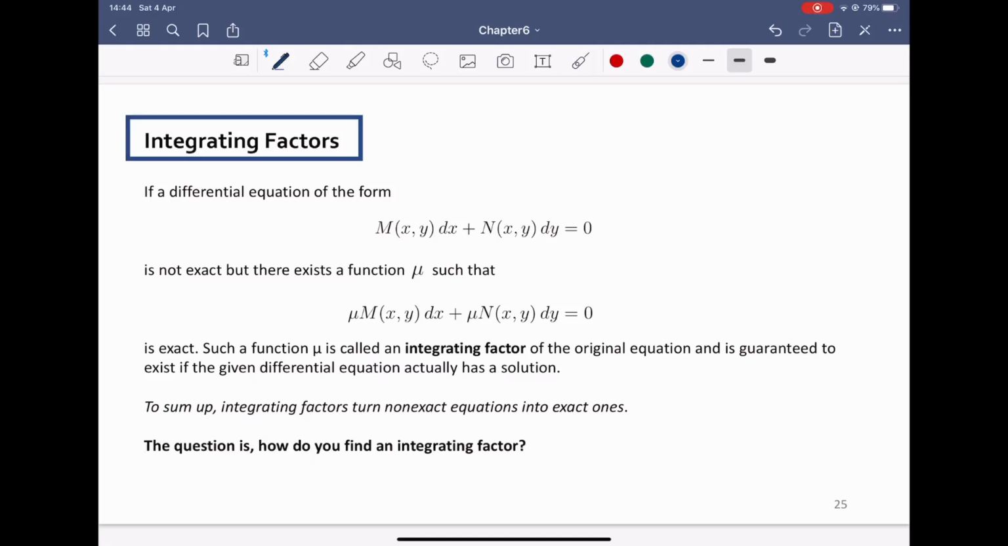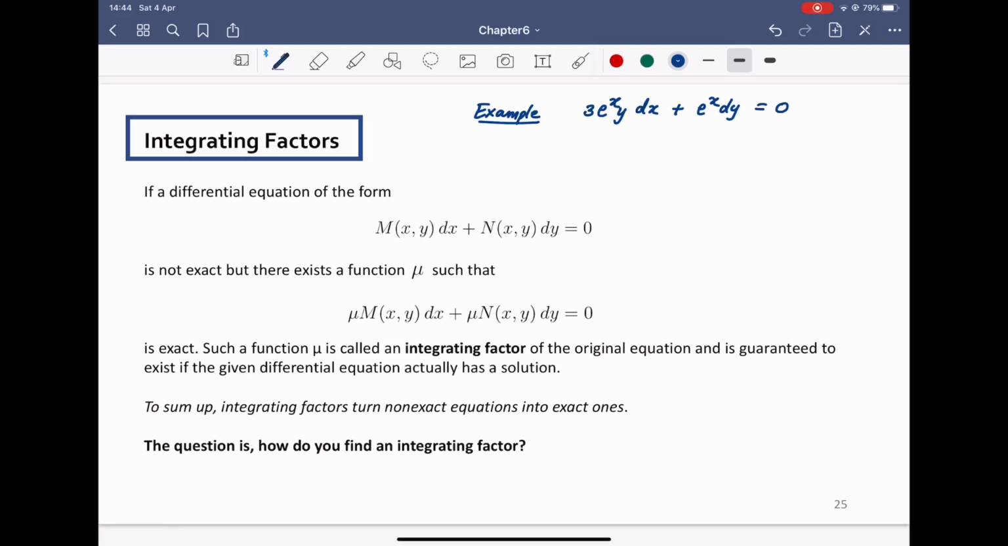Alright, in this video we are going to talk about integrating factors. But before we see a description, let's look at an example first. Let's suppose that I have a differential equation 3e^x y dx + e^x dy = 0. This is a differential equation in the form M(x,y) dx + N(x,y) dy = 0.